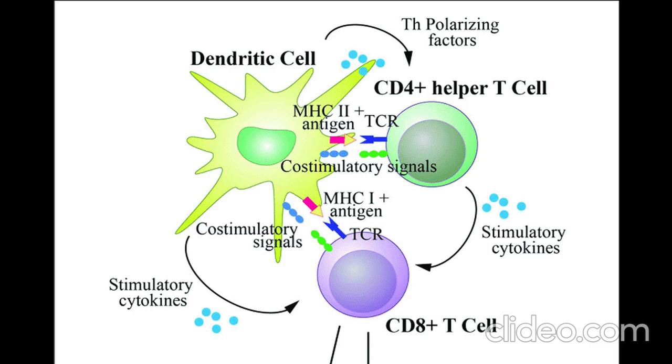Proliferation. Once activated, the T-cell begins to divide and produce many more copies of itself, also known as clonal expansion. Differentiation. The newly formed T-cells differentiate into effector cells, which carry out the function of the T-cell. For example, CD4+ T-cells differentiate into Th1, Th2 or Th17, and CD8+ T-cells differentiate into cytotoxic T-cells.